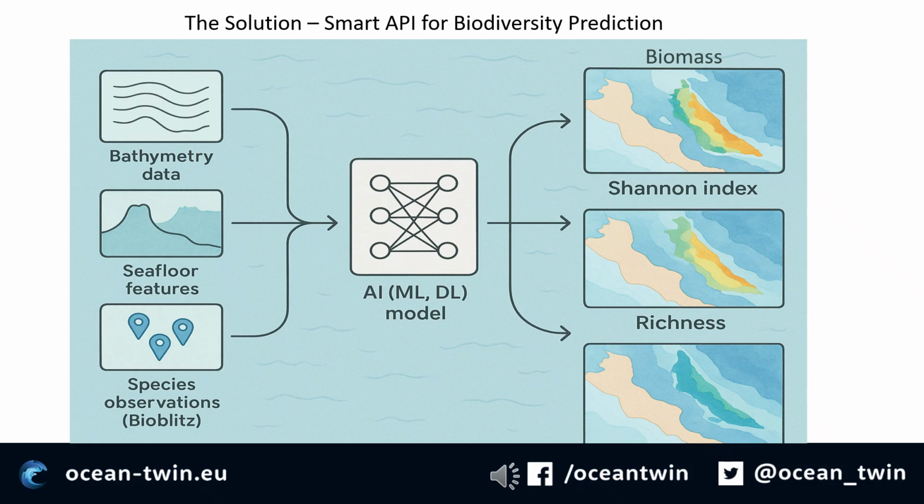To address the marine data gap, we built a smart solution that integrates three key inputs: bathymetry, seafloor geomorphological features, and biological observations from BioBlitz surveys. These layers are combined and fed into an AI model trained to understand the relationship between seafloor structure and biodiversity patterns. The result? Predictive maps of biomass, Shannon diversity index, and species richness, even in areas we've never directly surveyed. This AI-powered solution transforms scattered observations into full-scale spatial intelligence for ocean planning and conservation.